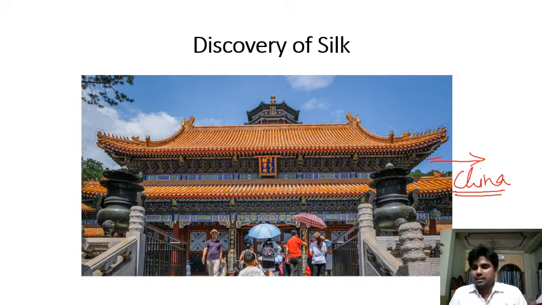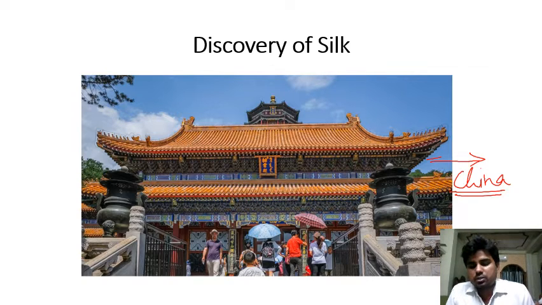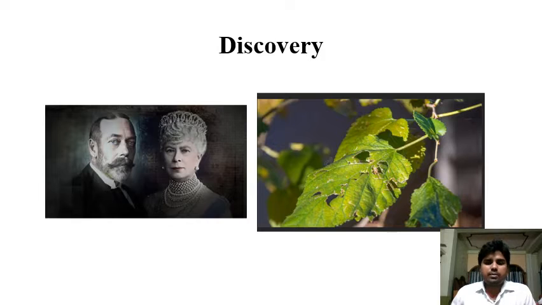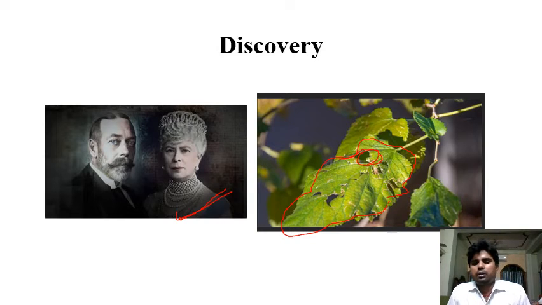So we can generalize this idea that the silk was first of all discovered in China, and there is one story related with the discovery of silk. Now look at this image, student, and these two images more or less depict the story of the discovery of silk. Once upon a time there was a king and queen in China, and the queen was surprised that why the leaf of this plant is dying out, or why there are such pores present in this leaf.